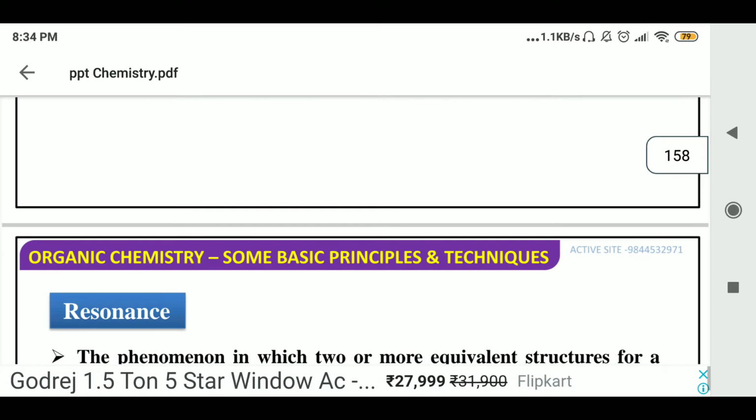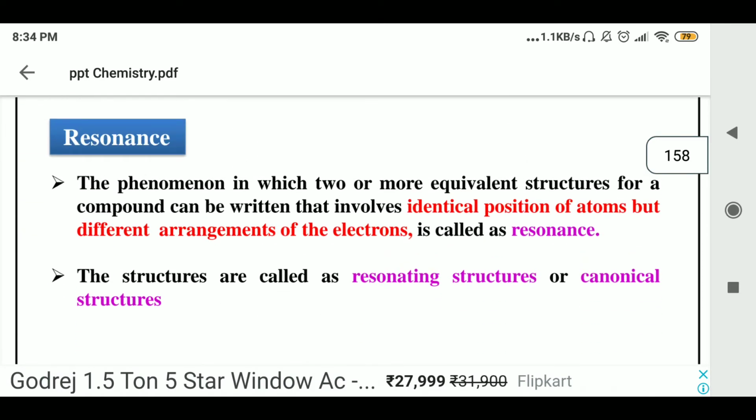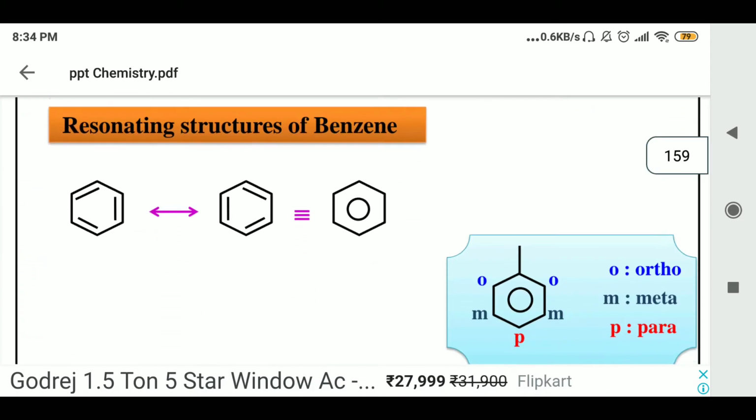Talking about resonance and hyperconjugation, very important point, what is resonance? The phenomenon in which two or more equivalent structures for a compound can be written that involves identical position of atoms but different arrangement of electrons. The best example is of benzene, where the pi electrons, or you can see the pi bonds, get altered. So these structures are also called as resonating structures or canonical structures.